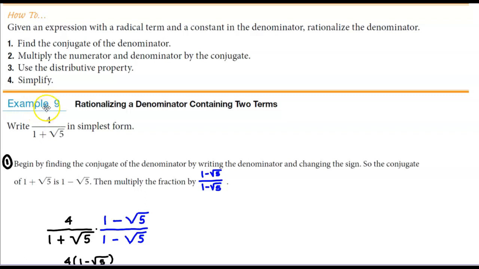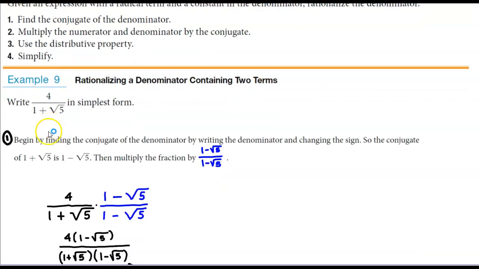So for example number 9, we're going to rationalize the denominator, which contains two terms. If you look at the denominator, it has two terms, which is 1 plus the square root of 5. In the numerator, we have 4. So we have to first begin by finding the conjugate of the denominator by writing the denominator and then changing the sign. So the conjugate of 1 plus the square root of 5 is 1 minus the square root of 5.